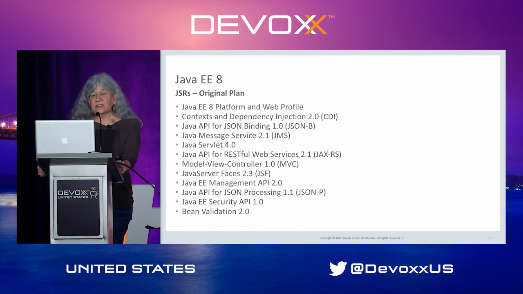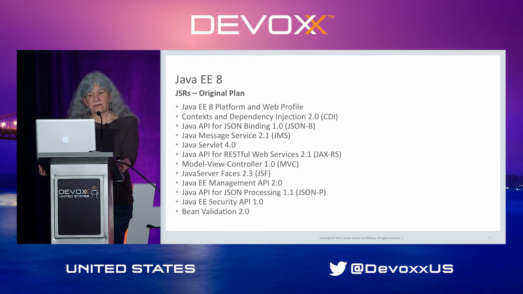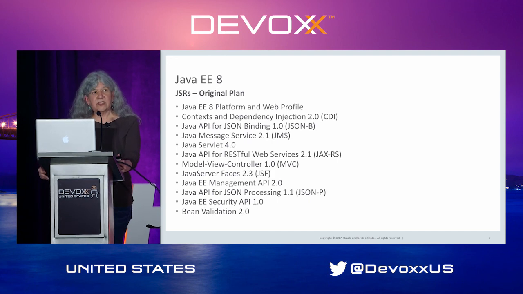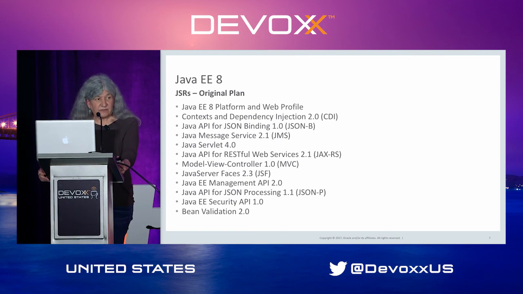When we announced Java EE8, these were the JSRs in our original plan for the platform. Of course, the platform and web profile, CDI, BeanValidation, which cut across all of our JSRs, and then improvements to web tier APIs, such as incremental improvements to JSON processing, a new API for JSON binding, servlet 4.0 because of the HTTP2 work, improvements to REST for reactive programming, and enhancements to JMS, a new API, a modernized API for management, and then a new security API to simplify security in the platform.